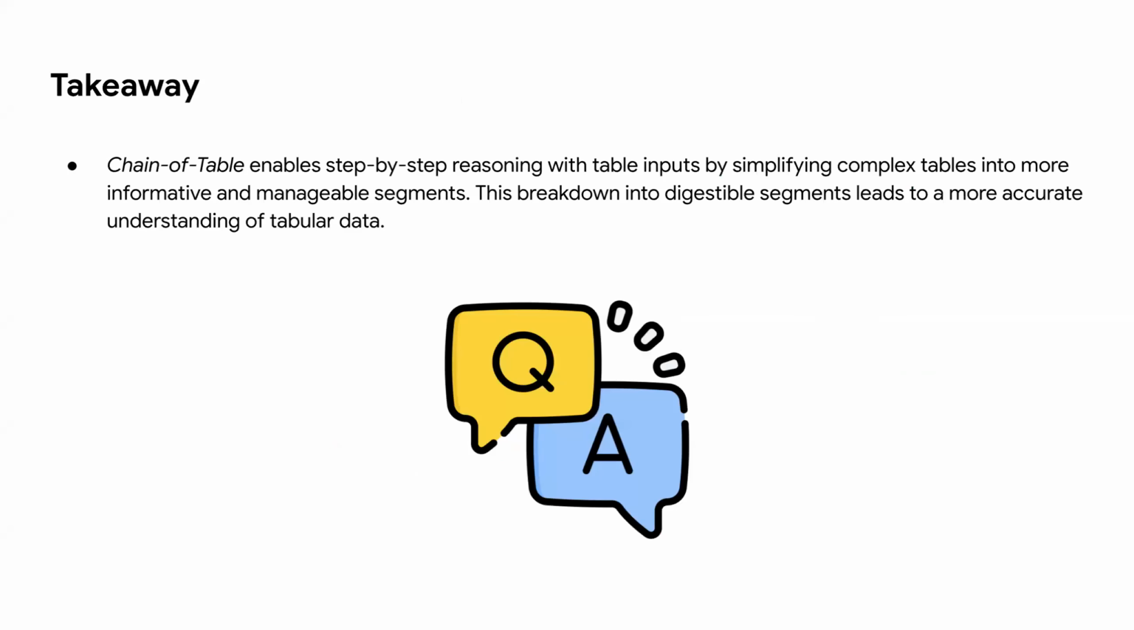That's all for the introduction. The main takeaway here is that Chain-of-Table enables step-by-step reasoning with table inputs by simplifying complex tables into more informative and manageable segments. This breakdown into digestible segments leads to a more accurate understanding of tabular data.